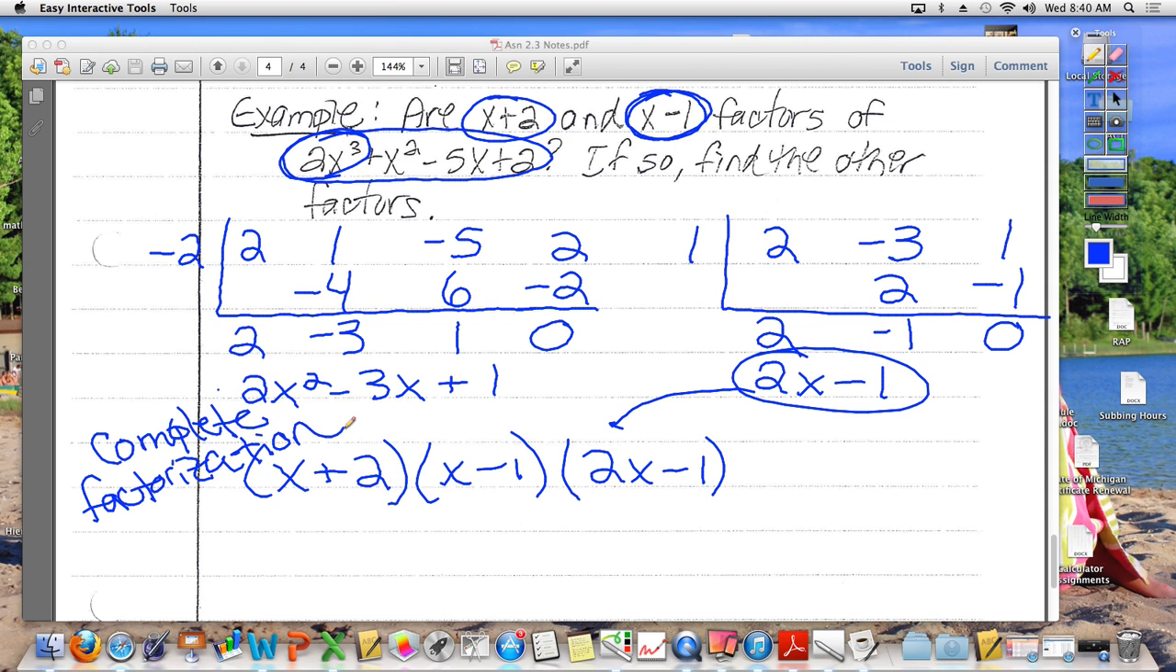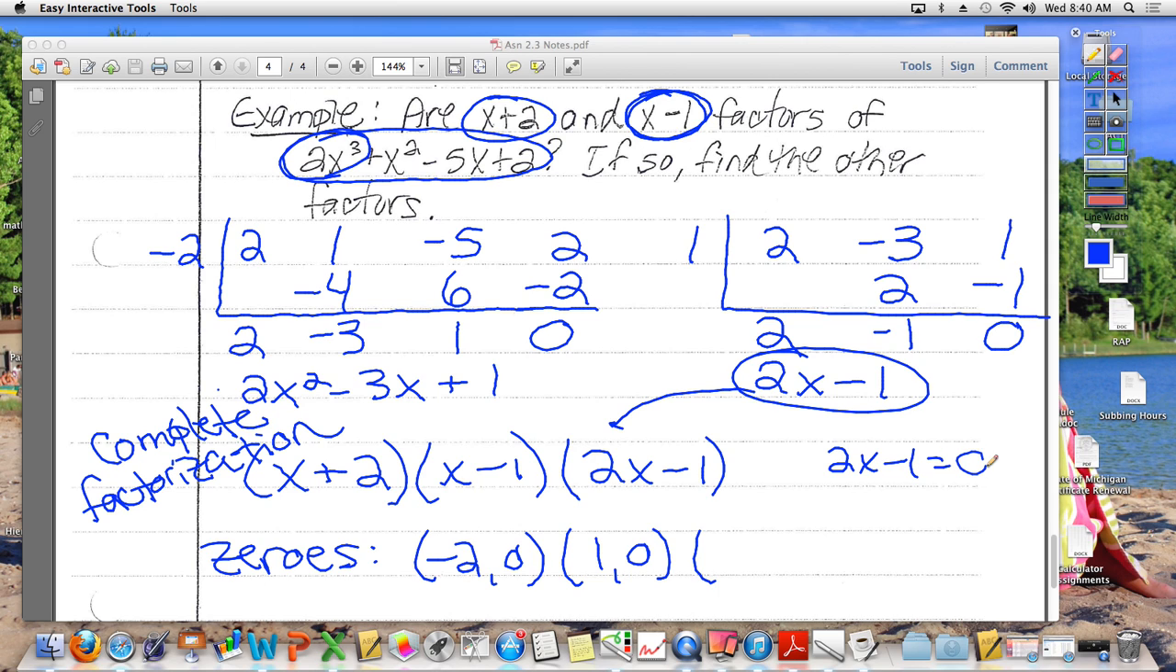But if I took it a step further and asked you to tell me the zeros, they are what? Negative 2, we'd say negative 2 comma 0. This one would be 1 comma 0. And then for 2x minus 1, remember you go to the side, you put it equal to 0, and solve for x. Add 1 to each side. 2x is equal to 1. You divide both sides by 2. You get a half. So the last zero is 1/2 comma 0.